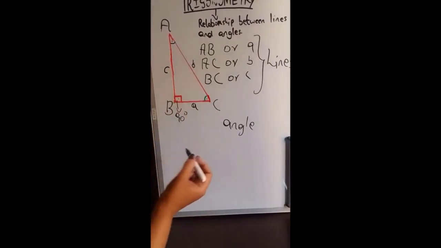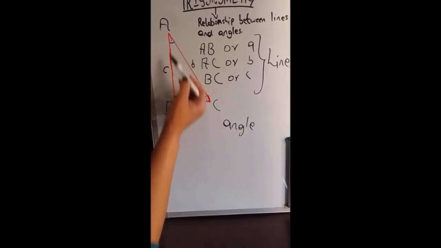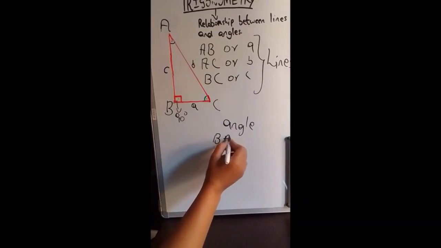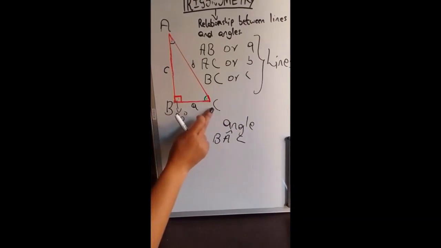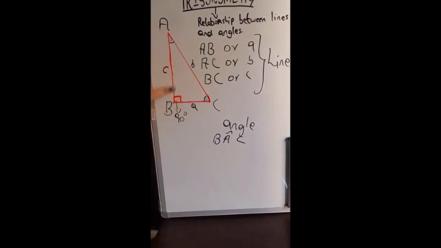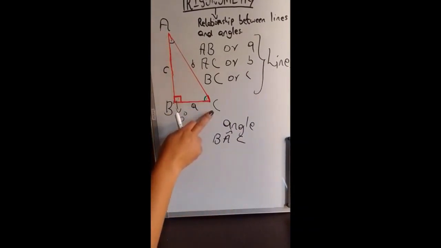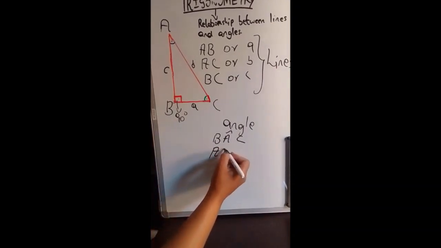So what angles do we have here? The first angle, we can refer to it as angle BAC. Notice that little head on top of A. That means it is the angle at the letter that is between B and C. So we are in angle BAC. The second angle will then be angle ACB.